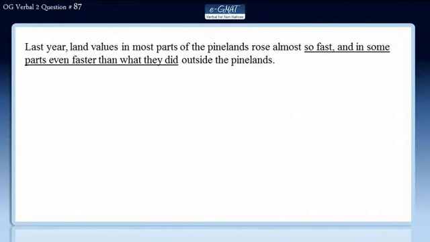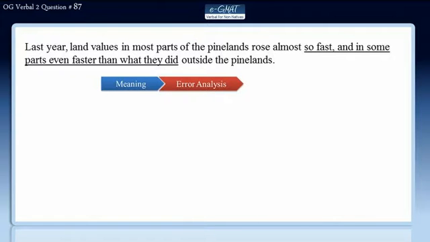We will solve question number 87 of OG Verbal Second Edition by using e-GMAT three-step process. In the first step, we will understand the meaning of the sentence. In the second, we will evaluate the errors in the sentence, and finally, we will review all the answer choices to get to the correct answer.